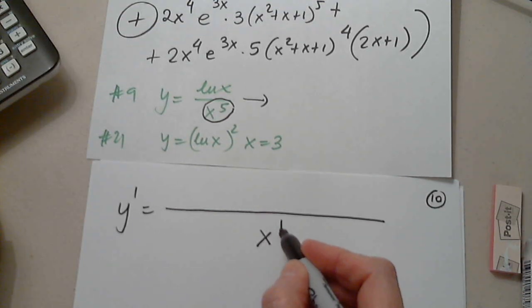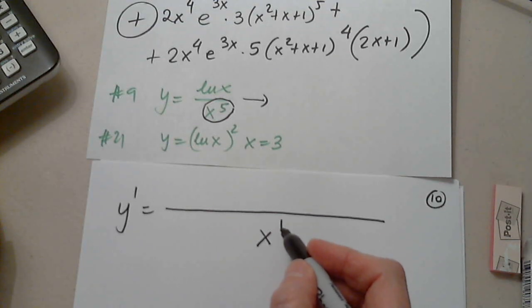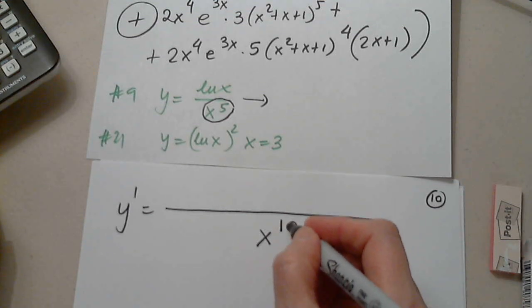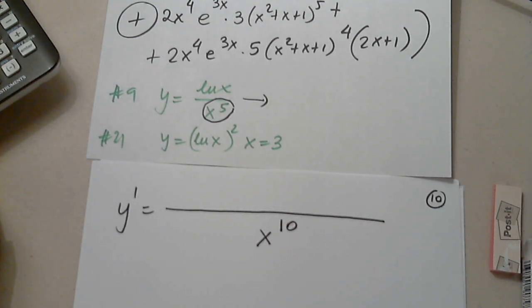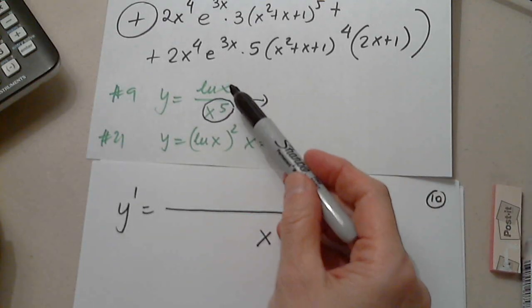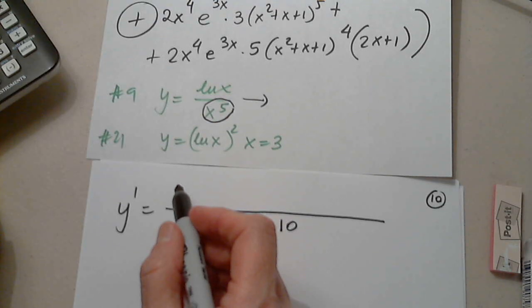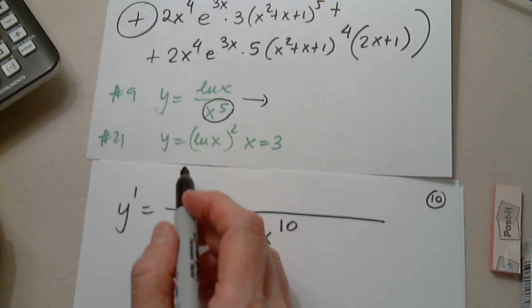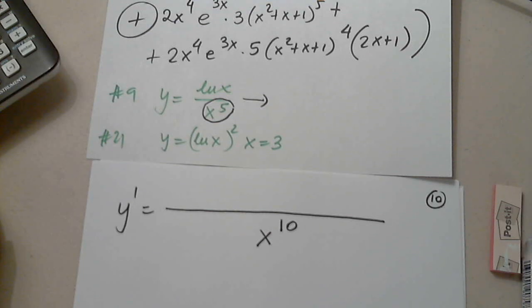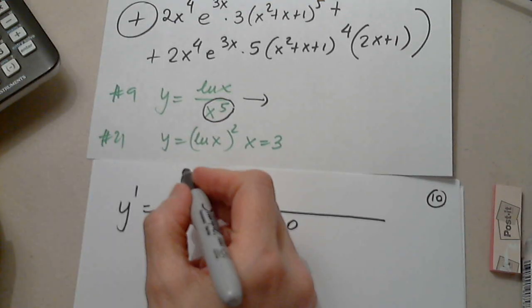X to the 5th power. But we have to square it, right? We square the denominator. Copy the base, multiply the exponents. Perfect. What is the derivative of natural log? So what is the derivative of log? 1 over x. Yes, indeed, 1 over x.